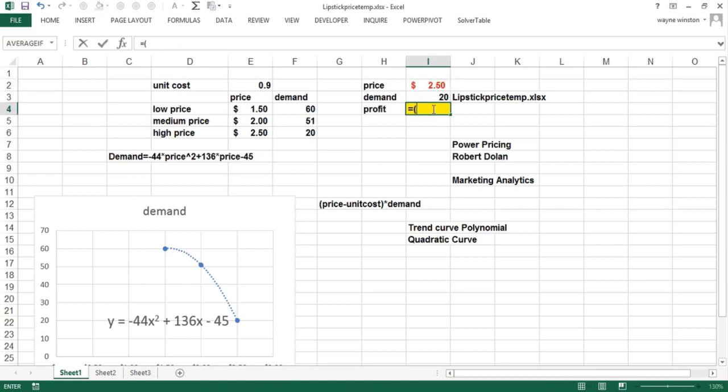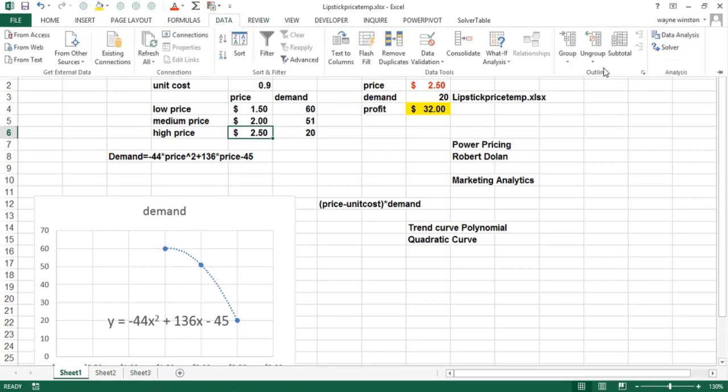Now the profit is price minus unit cost times demand. That's your profit, and we want to maximize that. Now we've got to constrain the price to be between the lowest and highest price that we use, because otherwise, if we don't do that, this parabola would start sloping upward, which would mean the more you charge, the more you'd sell. So we'll put in constraints on that.